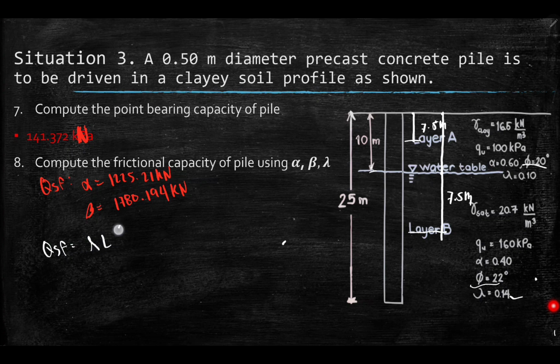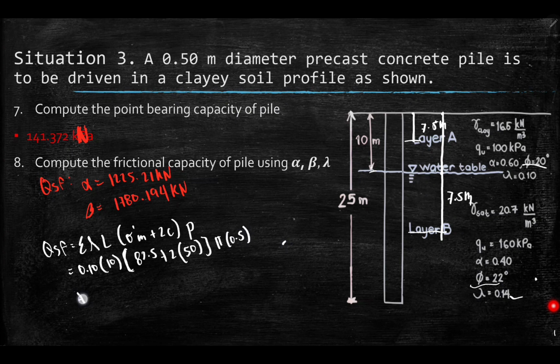Lambda L sigma prime M plus 2C times P. So, given naman na lahat siguro yan. So, since several layers, kukunin natin yung summation. Given naman yung lambda for soil layer A, 0.10 times yung length niya, which is 10, times sigma prime M sa soil layer A is 82.5 plus 2 times yung cohesion niya, which is kalahati ng 150, times perimeter, which is pi d pa rin, pi times 0.5.